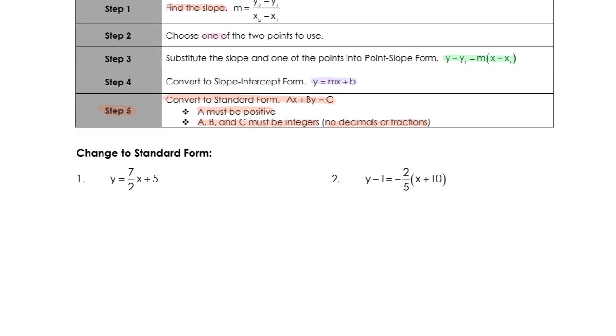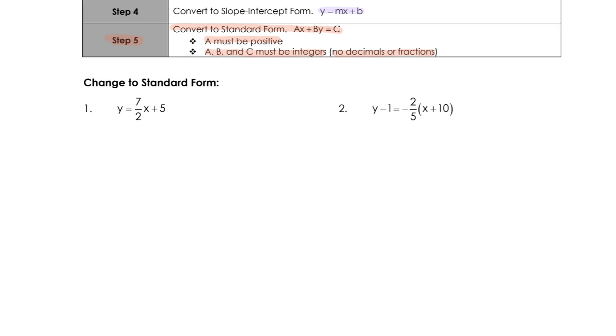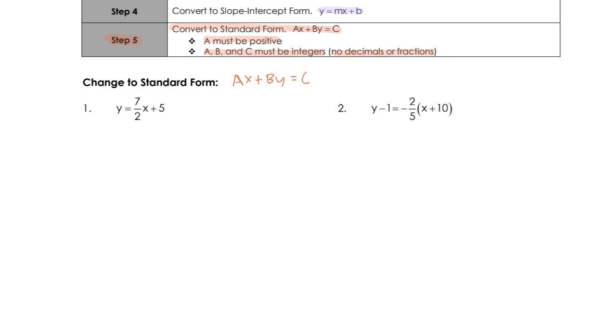So with that being said, looking at 1 and 2 here, it says change to standard form. So again, standard form is ax plus by equals c. You'll notice x and y are on the same side together, and it equals a constant. Remember our rules here, a has to be positive, and a, b, and c cannot be decimals or fractions. So looking at number 1, I already see a fraction. We're going to have to take care of that. So the first thing we're going to do is actually get rid of that fraction.